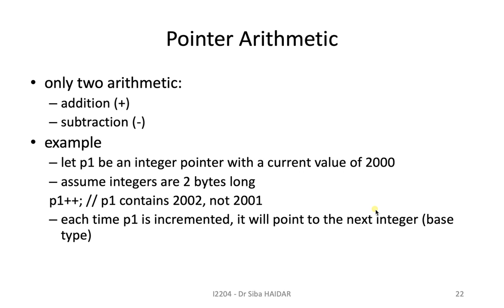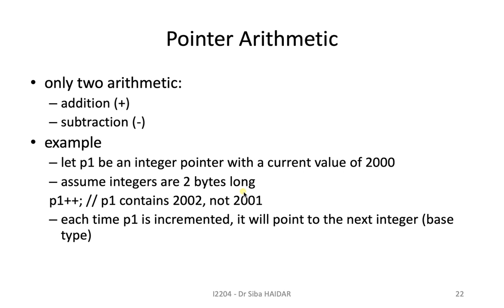Example. Let P1 be an integer pointer with a current value of 2000. Let's suppose it is 2000, hexadecimal or not. Assume integers are 2 bytes long. Why do I say assume integers are 2 bytes long? Because in C language, the sizes of the primitive types are not fixed. They are left to be fixed by the operating system and the platform. So every machine can have a different size for the type int, for example.